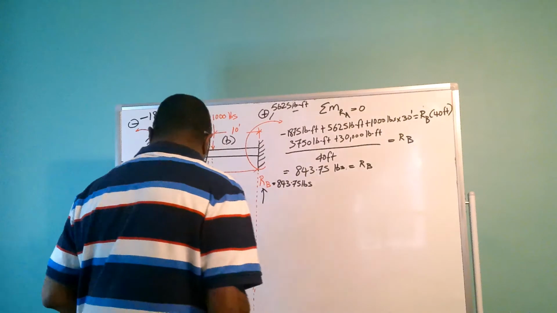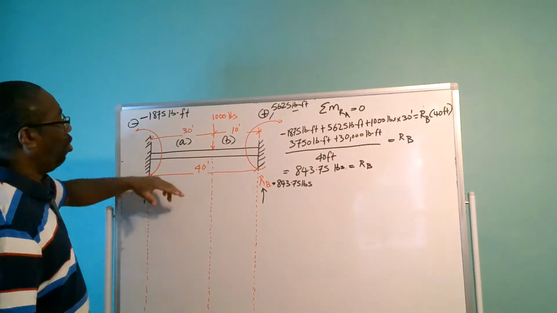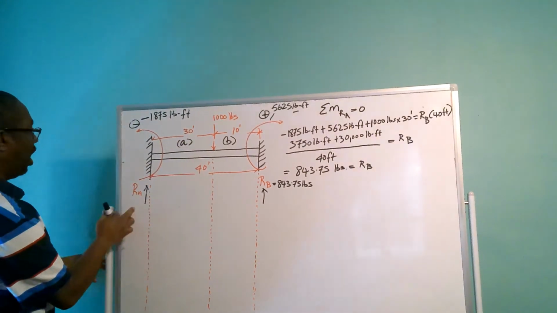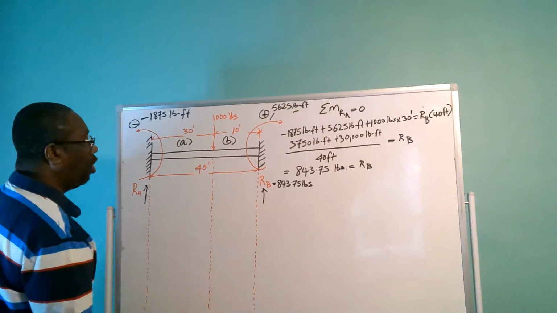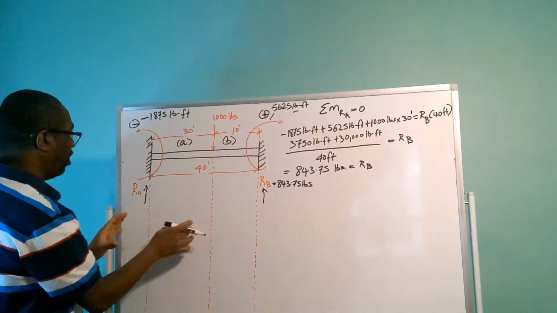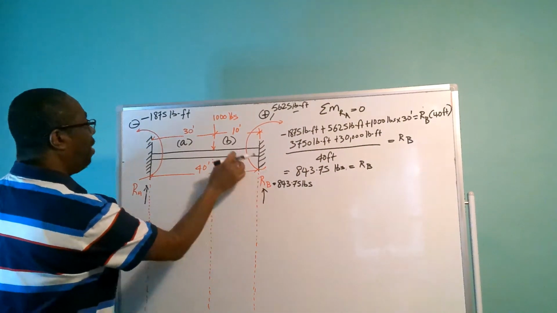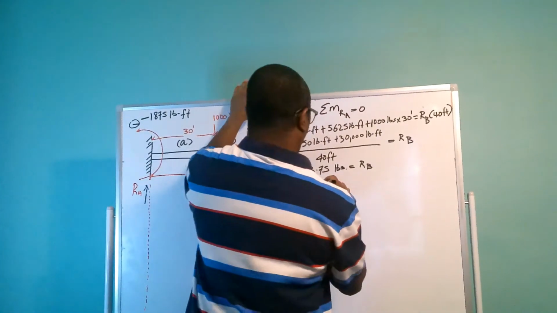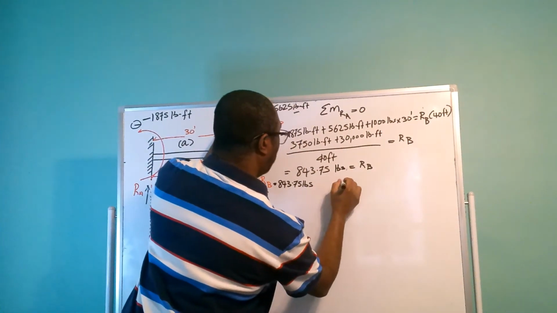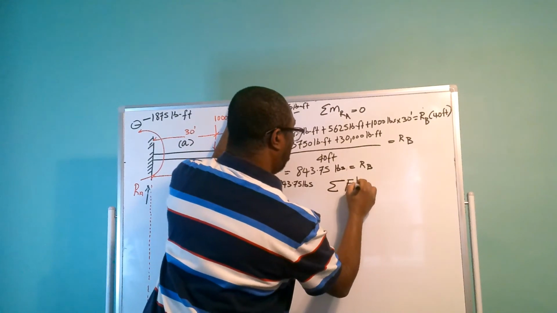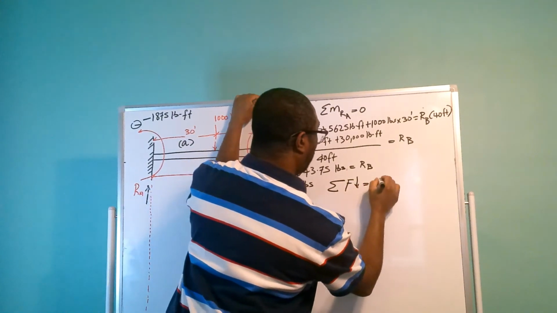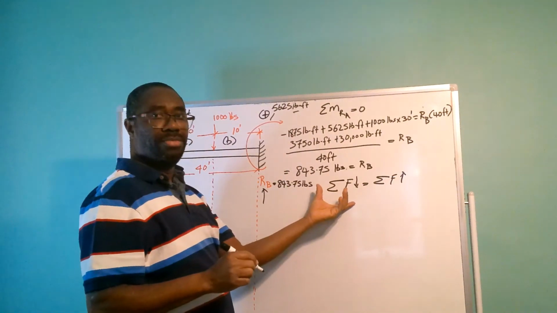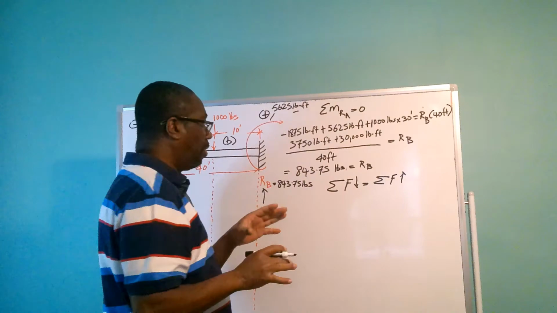So if you look at the beam system here, we have 1,000 pounds coming down and we have RA and RB going up. So the summation of RA and RB must be equal to 1,000 pounds. So the summation of forces coming down must be equal to the summation of forces going up to satisfy equilibrium, right?